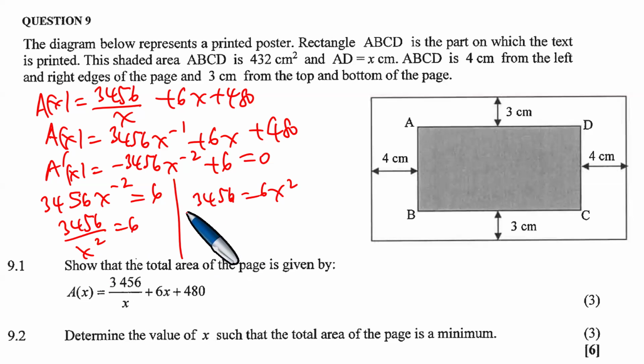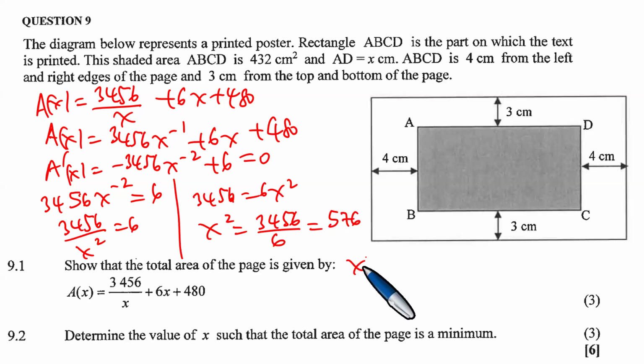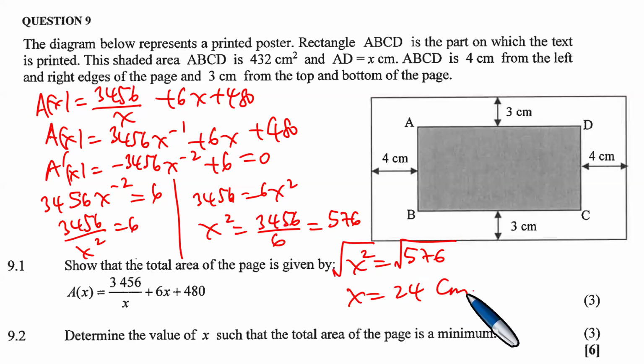We want to solve for x squared here. You need to divide through by 6, getting exactly x squared equals 3456 divided by 6. And if you divide, you get 576. Check this. And x therefore becomes, if you have x squared equals this, the square root, x equals 24 centimeters. So we determine the value of x such that the total area of the page is the minimum, and x is exactly 24 centimeters there. So we have solved this particular problem.